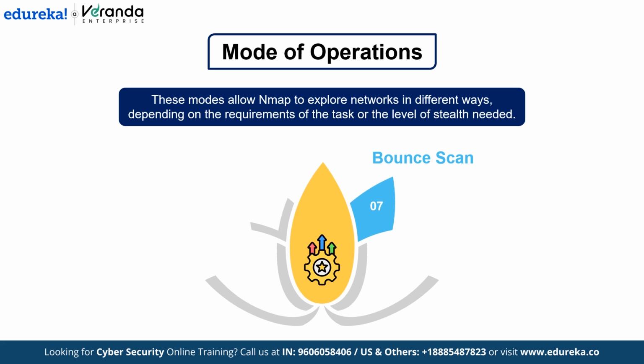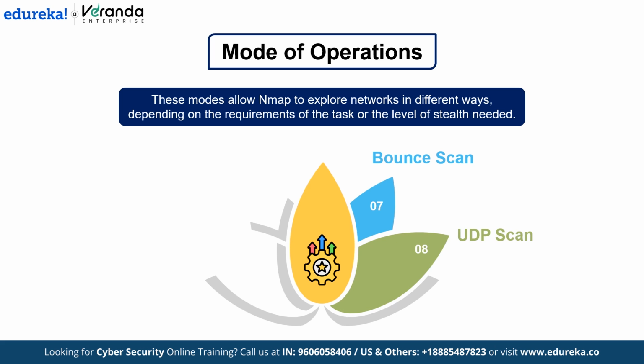Then we have the bounce scan. The bounce scan exploits FTP servers that support proxy FTP connections. It uses the FTP server to scan a network, hiding your IP address in the process. This method is rarely used today but can be effective in certain scenarios.